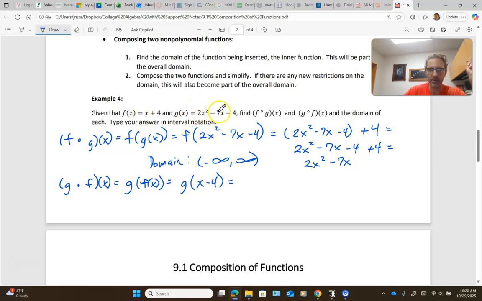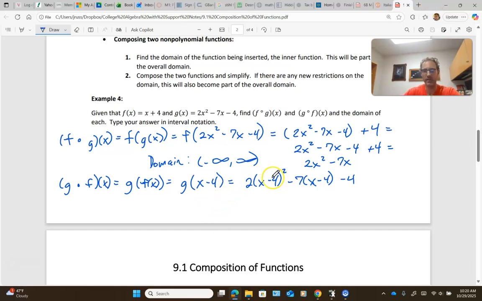Well, there's actually two x's. So when I plug this in, because this is a binomial, I'm going to need to keep it in parentheses. So this will become 2 times x minus 4 squared minus 7 times x minus 4. And then we've got that minus 4 at the end. Okay. Alright, so a little bit more work here to simplify this.